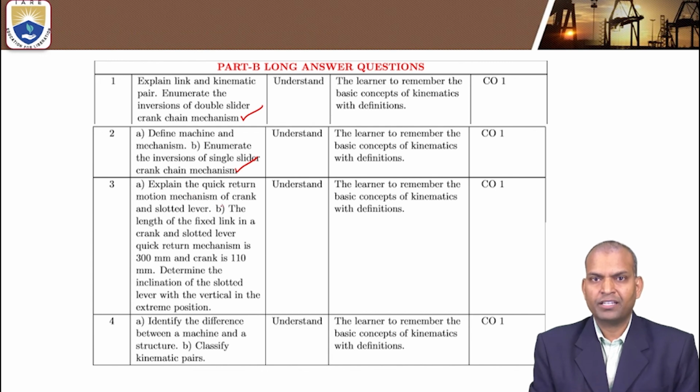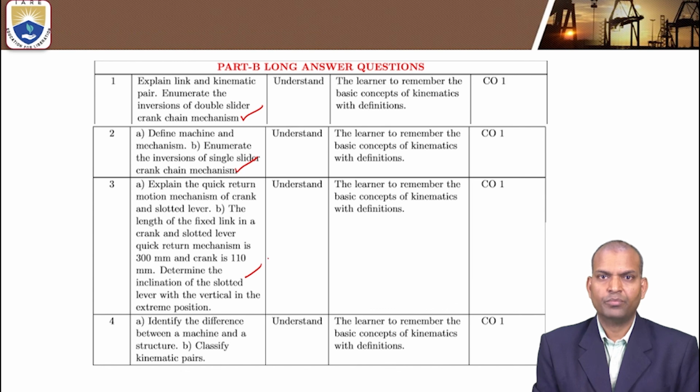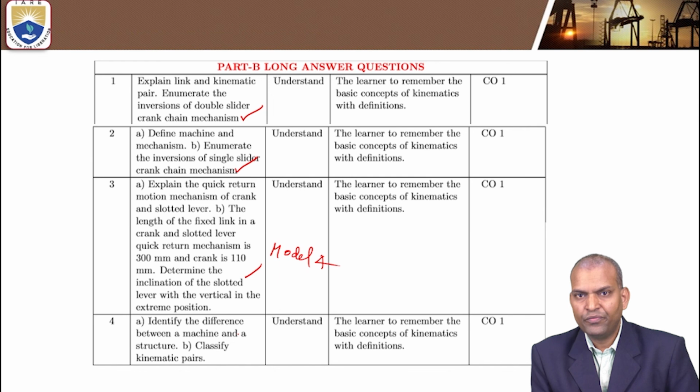Now explain the quick return motion mechanism. It comes under the quick return motion mechanism of what? Crank and slotted lever. What is the model number? 4. Identify the difference between a machine and a structure.